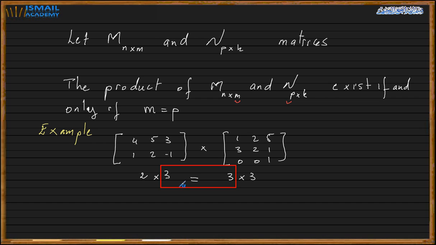Undefined doesn't mean you cannot get a value, or you cannot get a matrix for that product. Now let me show you how to do it. If M equals P, then you will end up having a product matrix.